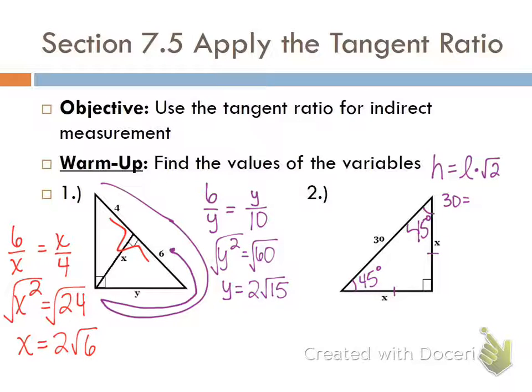What did they use to label a leg? X. So 30 equals x root 2. To get x alone, what would I do to both sides? However, we cannot leave a radical in the denominator, so we have to rationalize it. I'll show that down at the bottom. To rationalize it, what do I do? Good. Multiply by root 2 over root 2.